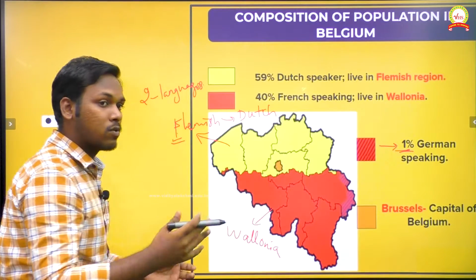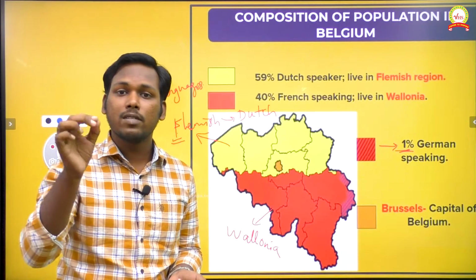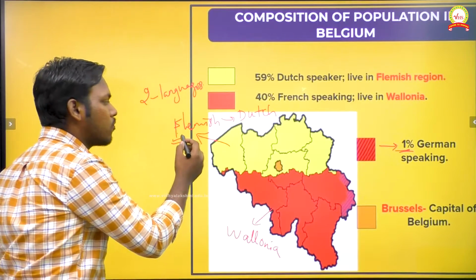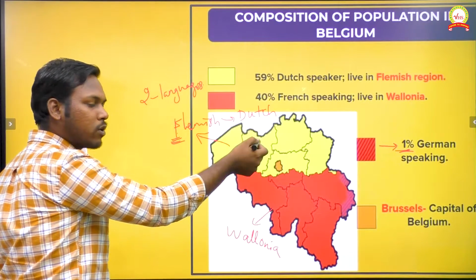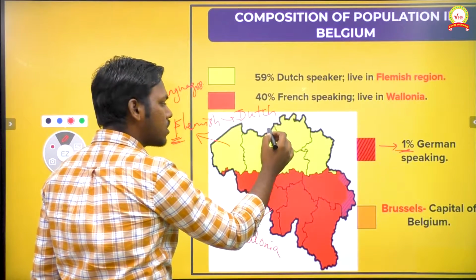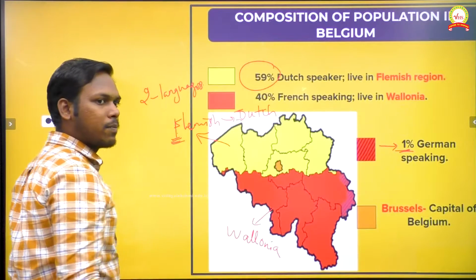This is the methodology, always in terms of social science I am telling you guys, you have to keep some small hints for remembrance. Clear? So kindly follow that. So Flemish, so F, again F won't come. So the people living in the Flemish region will speak Dutch. So it is actually Dutch speakers, and their percentage is 59%.